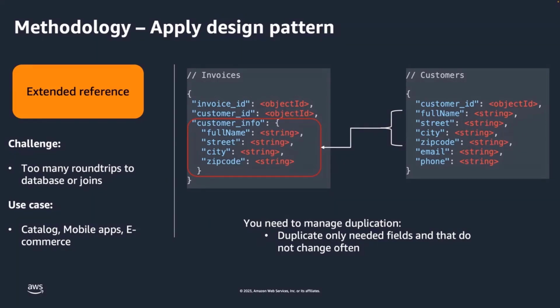Full name, for example, is not something that changes often. Addresses may change, but on the other hand, in this case, it makes sense to keep historical data about the address at the time of the invoice. Overall, the extended reference pattern can be a great solution when your application is experiencing many repetitive join operations. Just pay attention to how you manage the duplicated data.